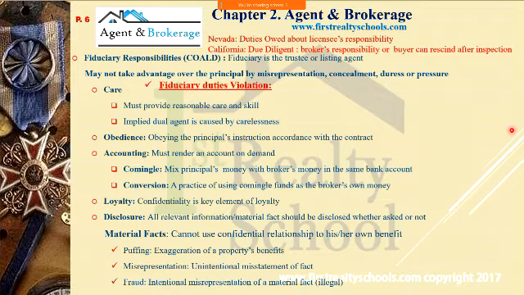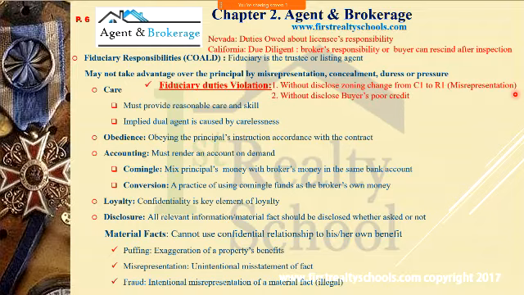Okay, next is an important exam question that I summarize here: fiduciary duty violations. First, if the zoning was changed, for example from commercial to residential, you need to disclose it, otherwise it's a misrepresentation. Second, not disclosing the buyer's poor credit. We talked about that earlier. I'll give you another example.